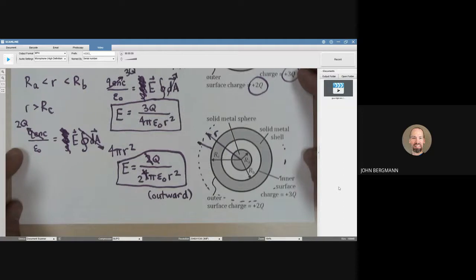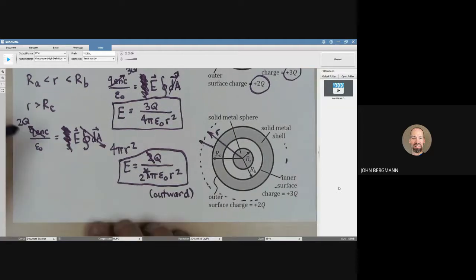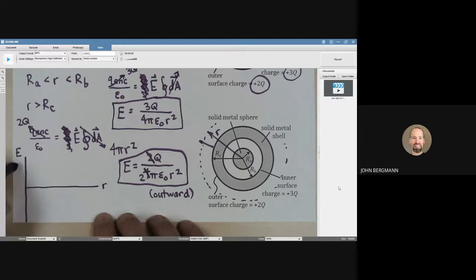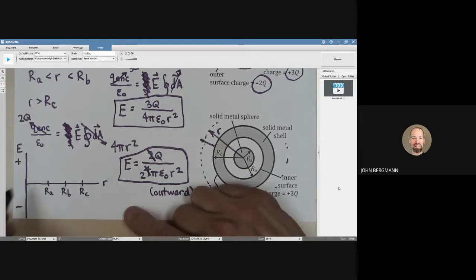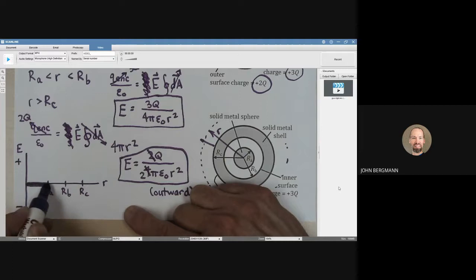So when we graph this, it's probably appropriate to graph it something like this. There's r, here's our electric field, with this being positive electric field, that being negative. And we want to label here, there's r_A, there's r_B, there's r_C. Let's start with the easy ones. r less than r_A, the electric field is 0. Between r_B and r_C, the electric field is 0.